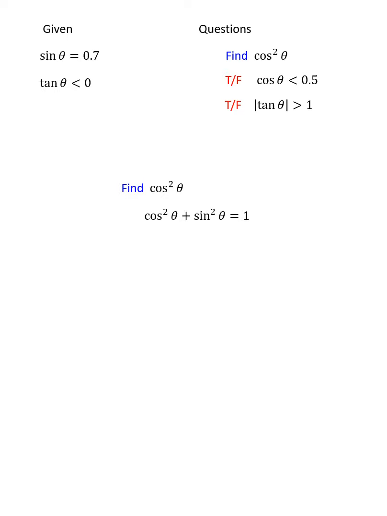And if I know that the sine of theta is 0.7, I can plug that in and solve for cosine squared. You don't need a calculator for this. You can simply work out the arithmetic yourself, and now we have the value of cosine squared of theta. The next two questions are true-false questions. These are a little bit easier if you use a calculator, but I want to show you how I was able to do this problem without a calculator. See if you can follow this.